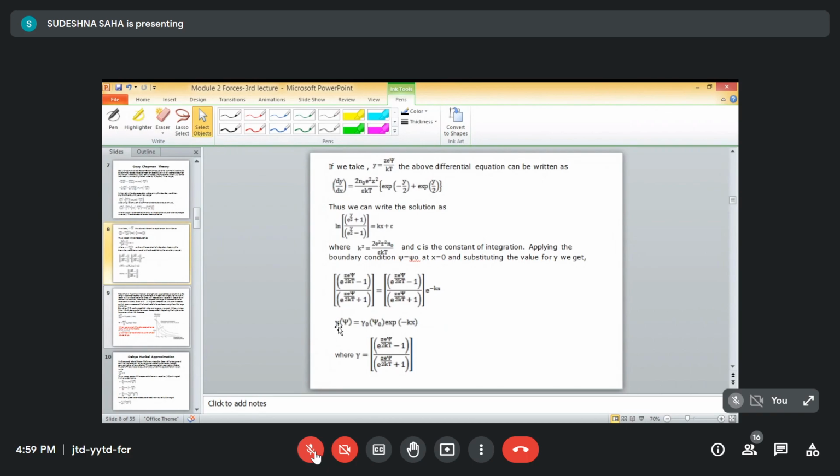Okay, and if you just want to put it in a simplified form, then you can write it in terms of gamma: psi will be equals to gamma naught psi naught exponential minus kx, and this gamma we have defined as e to the power ze psi divided by 2 kt minus 1 divided by the same thing plus 1. Okay, and this k, I will define it a little later, but anyway, this is basically the equation for decay of the surface potential.